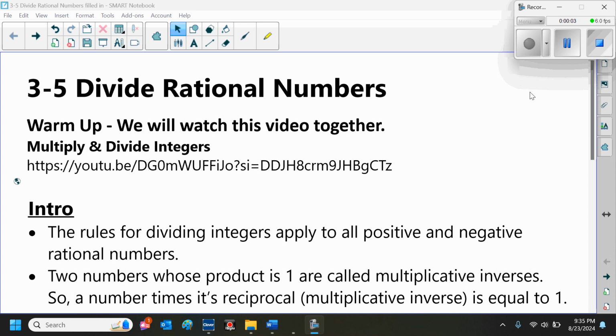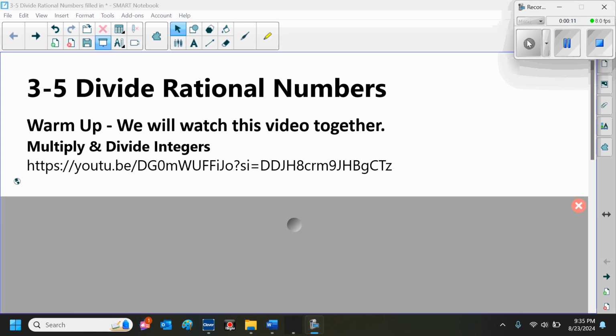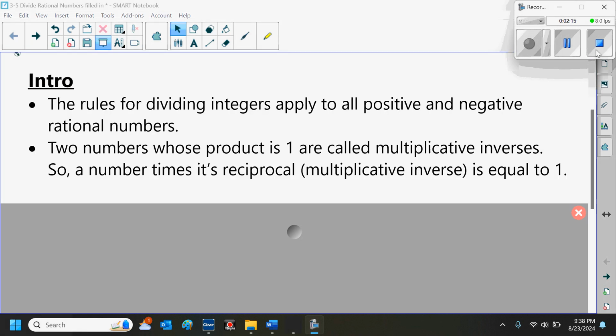Lesson 3-5 is divide rational numbers. Before we start the lesson, I want to remind you of the rules for multiplying and dividing rational numbers. Remember, the rules are the same. All right, so now I want you to write down these couple rules.